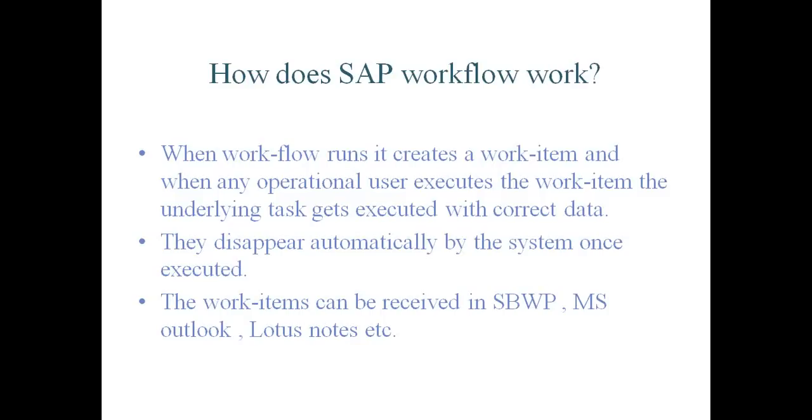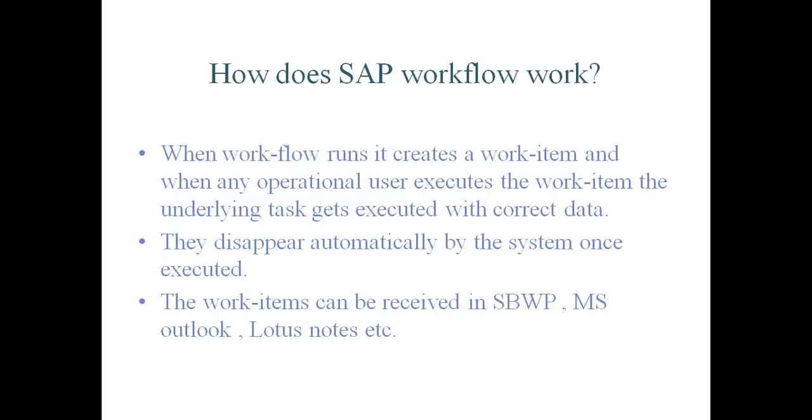Just try to understand that whenever one task gets executed, the work item gets created, and any of the operational users can execute the work item. Whenever this work item is executed, the task gets executed. It means the method which is defined in the business object gets executed. As for the second point, I have already discussed that whenever you execute that particular work item, it will automatically disappear from the inbox. You don't have to manually delete it.